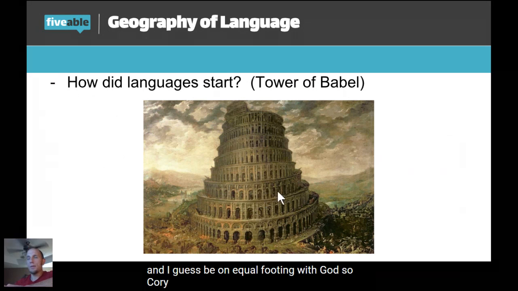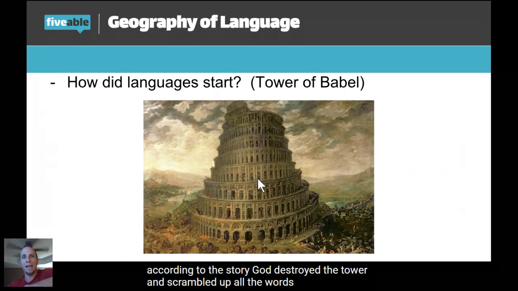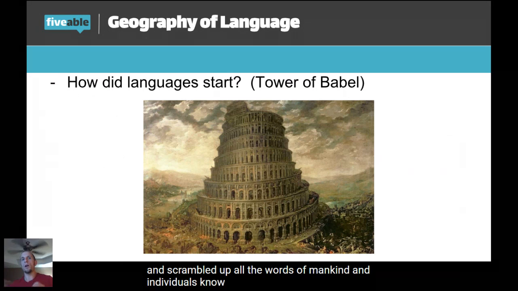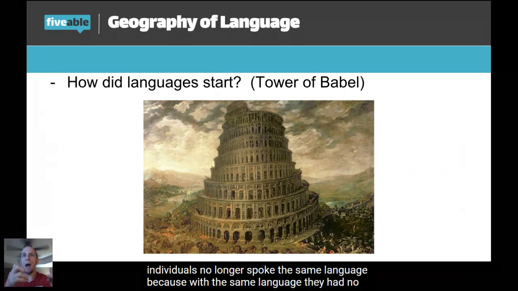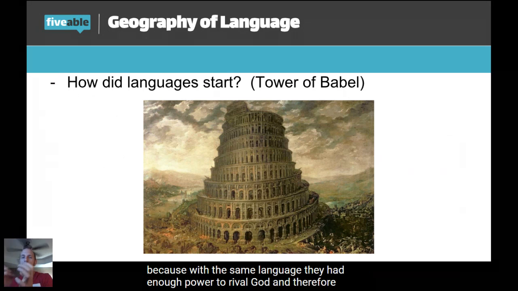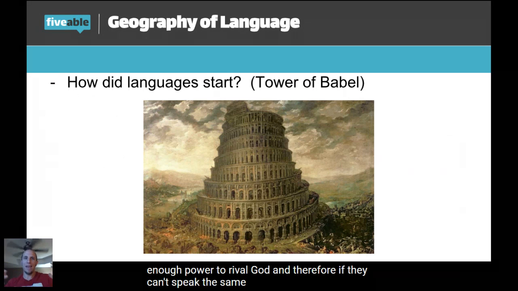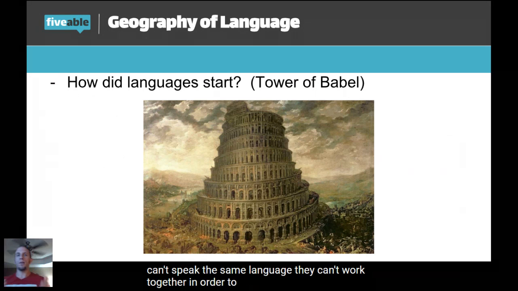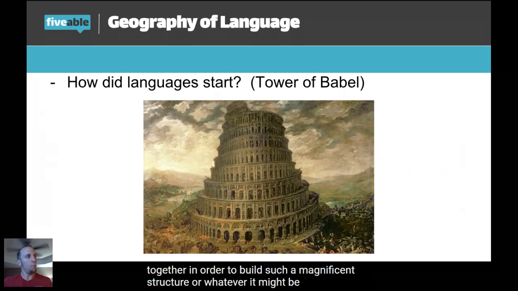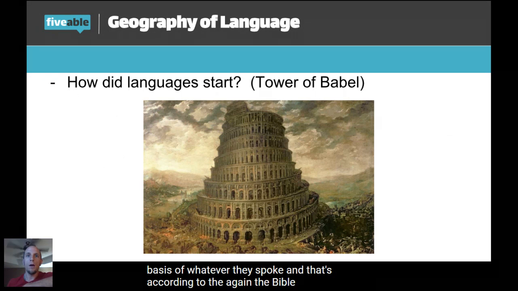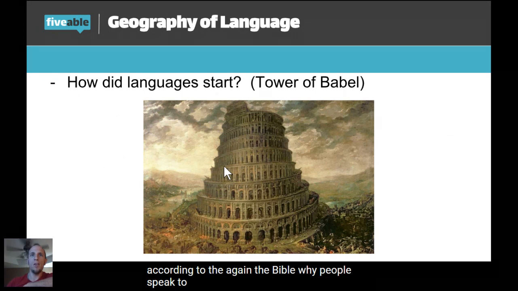So, according to the story, God destroyed the tower and scrambled up all the words of mankind, and individuals no longer spoke the same language, because with the same language, they had enough power to rival God. And therefore, if they can't speak the same language, they can't work together in order to build such a magnificent structure or whatever it might be. And so individuals started to spread out and migrate on the basis of whatever they spoke. And that's according to the Bible why people speak the way they do.